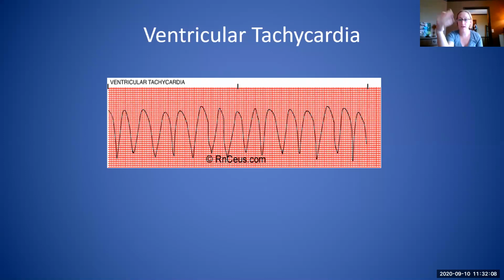And could be a result of electrolyte disturbances. Again, hopefully you're catching it earlier than this, but you're going to be checking all those things. Now, if they become unstable but still have a pulse, so they start having chest pain, they're hypotensive, they start having a decreased LOC, you're going to want to try and cardiovert them right away.